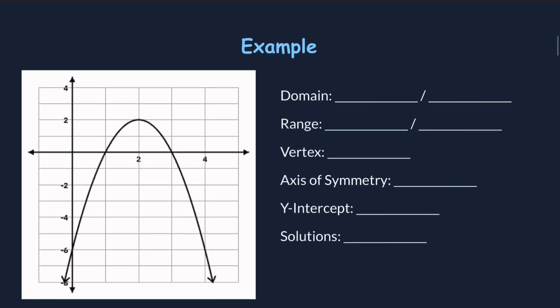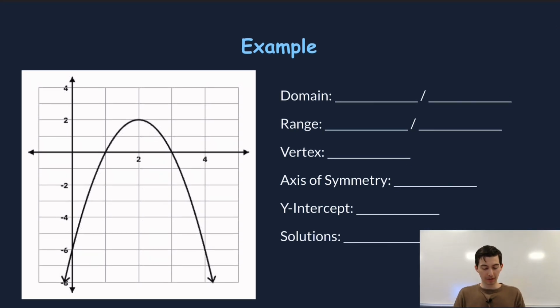So let's do an example. Let's find all the key attributes or key features of this parabola here. So first we can find the vertex pretty easy. Let's do that first. My vertex, remember, is always the highest or the lowest point. So in this case, I don't have a lowest point, I have a highest point right here. This point I went right to and up to, so that point is 2, 2, which means my vertex is 2, 2.